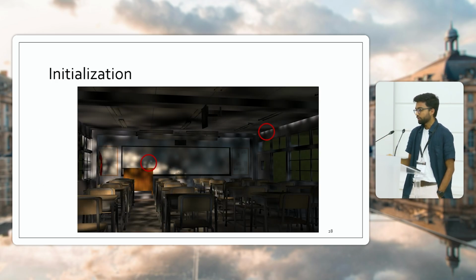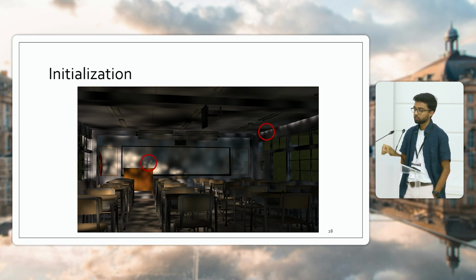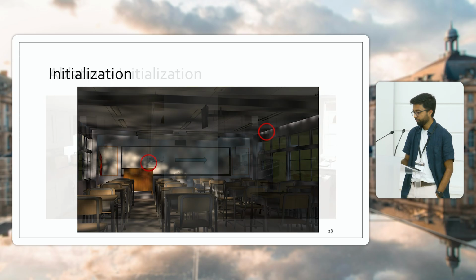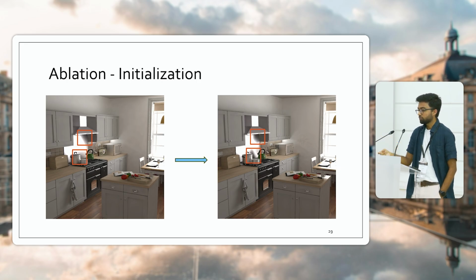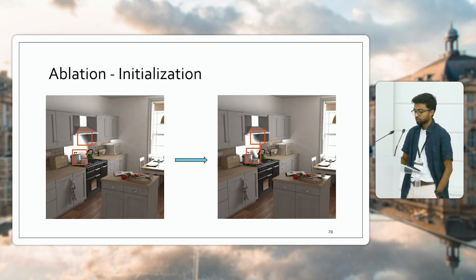Here I'm showing our initialization results. We can see that we have more primitives near the shadow boundaries and in the regions where there is change of curvature. Here is an ablation. If you see on the metal wall behind, if you start uniformly, you do not have the shadows, but with our initialization, we have the shadows which are better reconstructed.